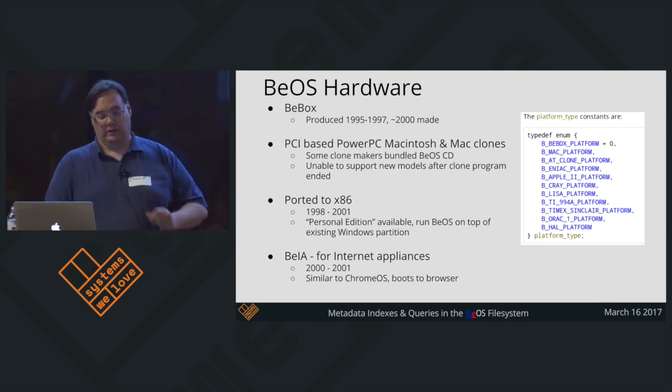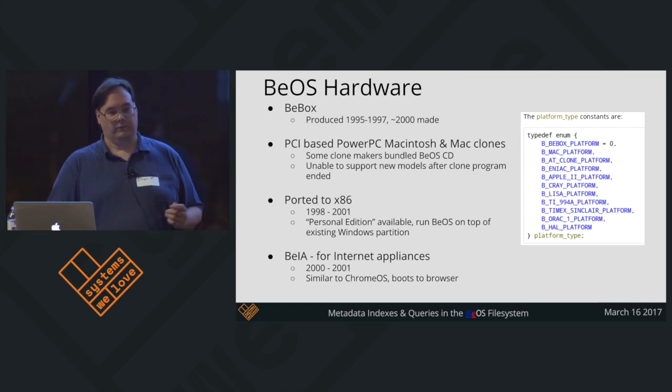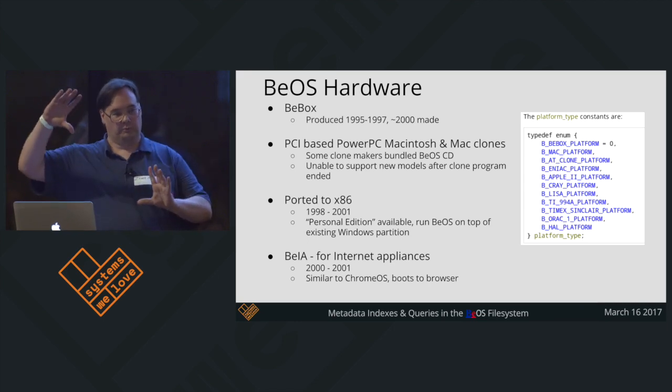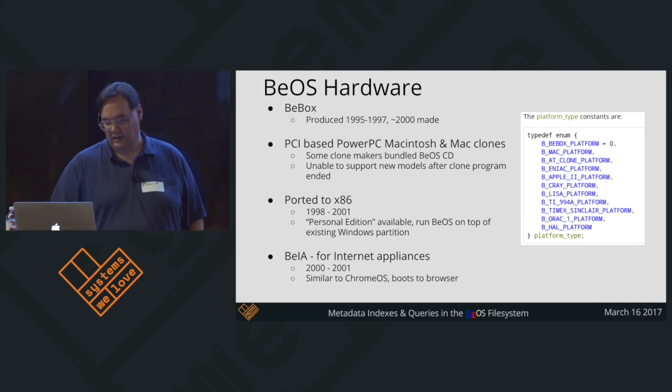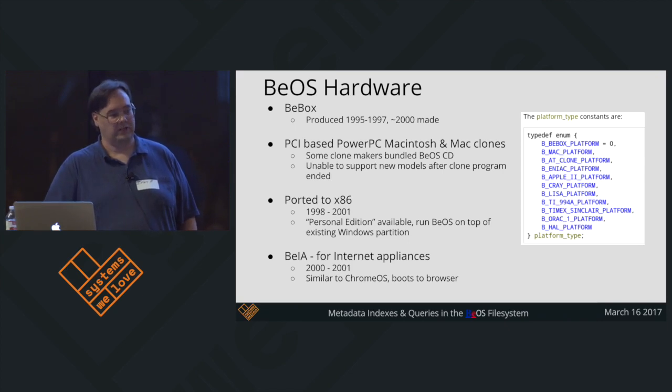They also built the BIA, which was a version of the operating system that was tuned for the early internet appliance market, when it was all the rage and everyone was predicting that in another couple of years you'd have refrigerators with big touch screens embedded in them, similar to other embedded systems like Chrome OS now, where you boot it up and it just loads a web browser.